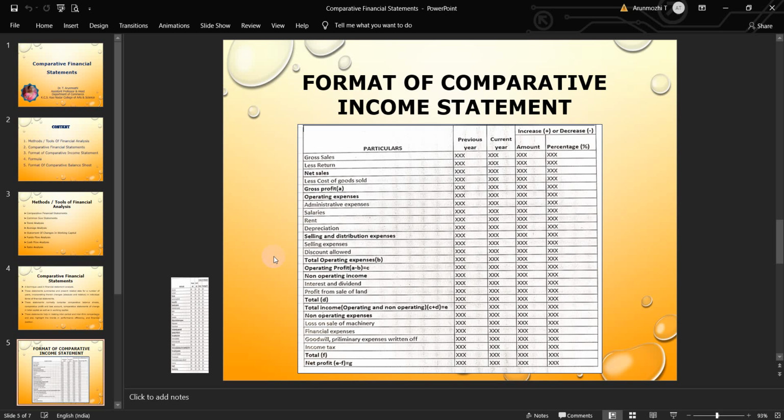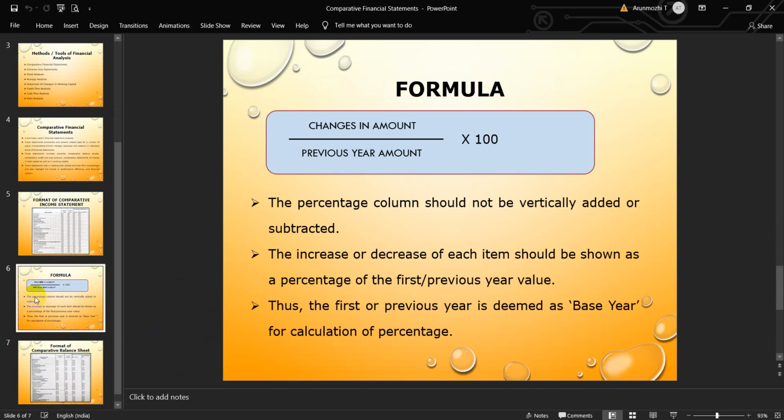Generally, a comparative profit and loss account contains 2 columns for the figures of the original income statements and a third column for showing the increase or decrease in various items. Another column is provided to indicate the percentage of increase or decrease. It indicates the trend in the business operations. For the management particularly, it calls for attention to the areas that require further investigation. Formula for calculating is changes in amount divided by the previous year amount into 100.